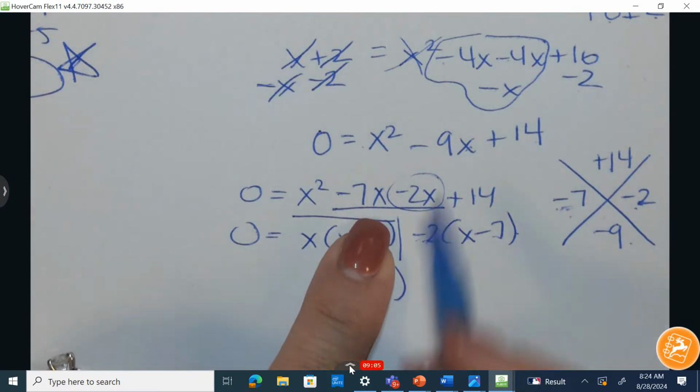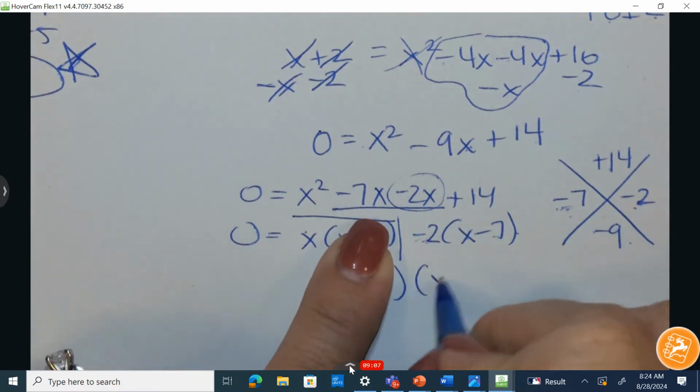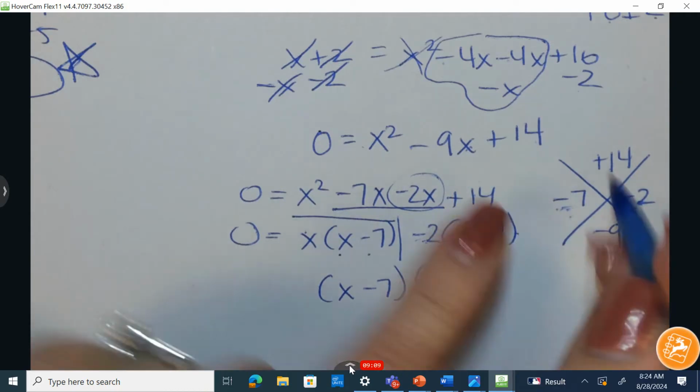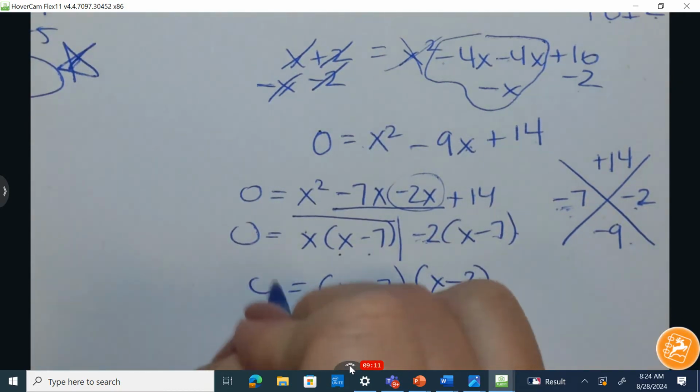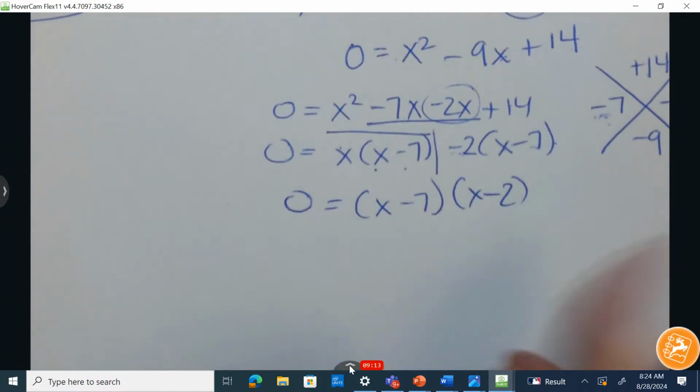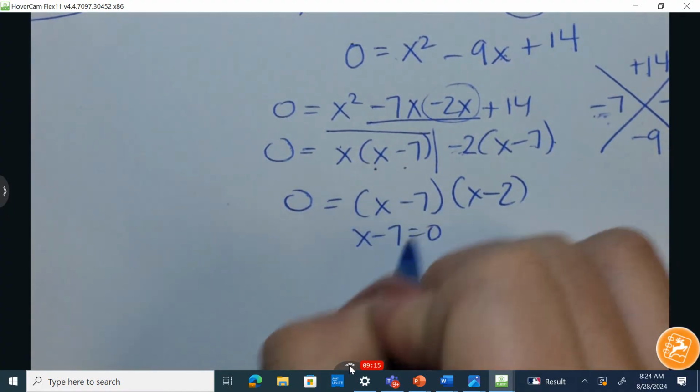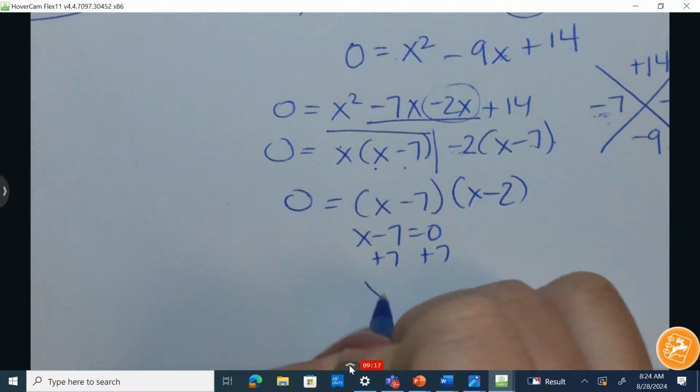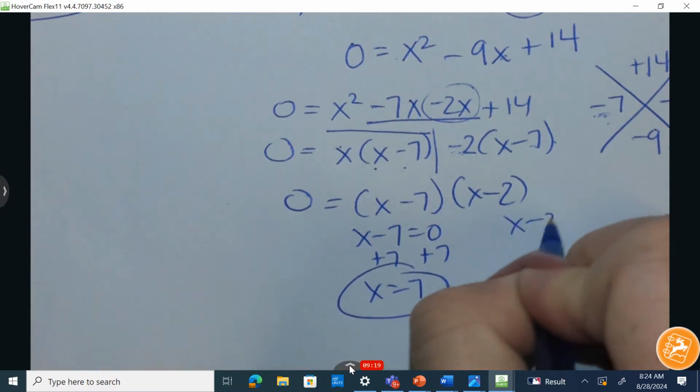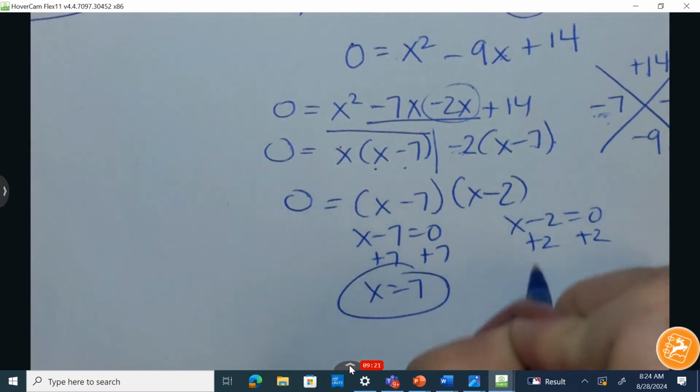Now I'm going to cover up that x minus 7, and in front we can see there's an x. Cover up the x minus 7, and in front we can see there's a negative 2. Those are my 2 factors. I'm going to set each one equal to 0 and solve, and then I have to check for extraneous solutions. So I believe one answer is 7, and I believe the other answer is 2.